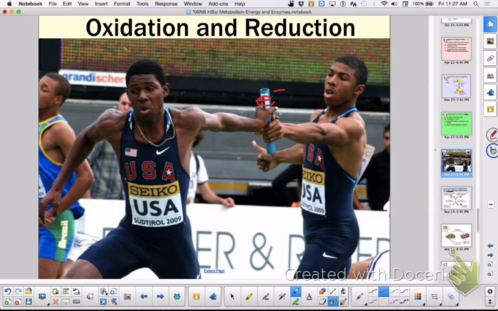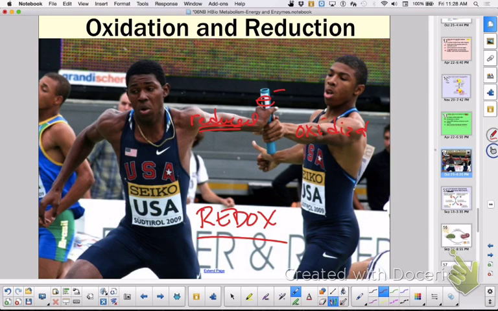Okay? Guy in the front, is he getting reduced or is he getting oxidized? Reduced. He's getting reduced. And why are you saying that? He's gaining the electron, the baton. The guy in the back is getting what? Oxidized. This is called a redox reaction because it occurs at the same time.